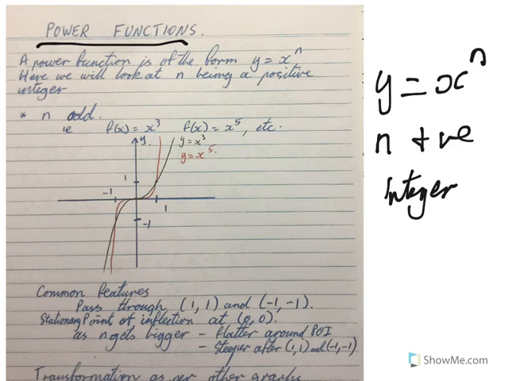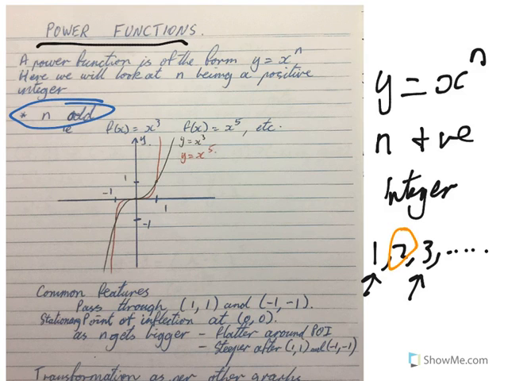So positive whole numbers. As we know, there's a whole bunch of positive whole numbers, 1, 2, 3, and so on. Some of them are odd, and some of them are even. And so when we talk about power functions, odd power functions and even power functions, that's what we're referring to. So if n's odd, these are odd power functions, and all odd power functions have the same sort of features. We haven't got any translations here, we're just looking at the basic one.